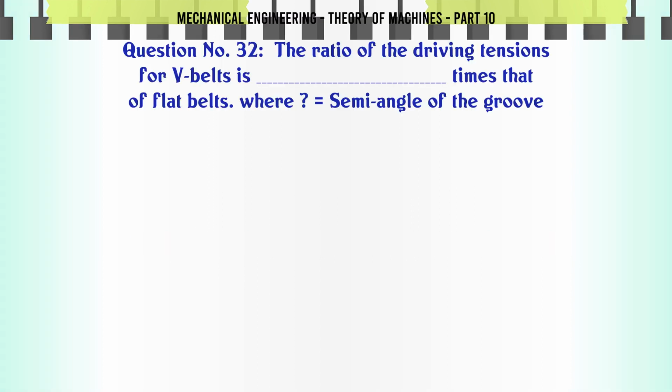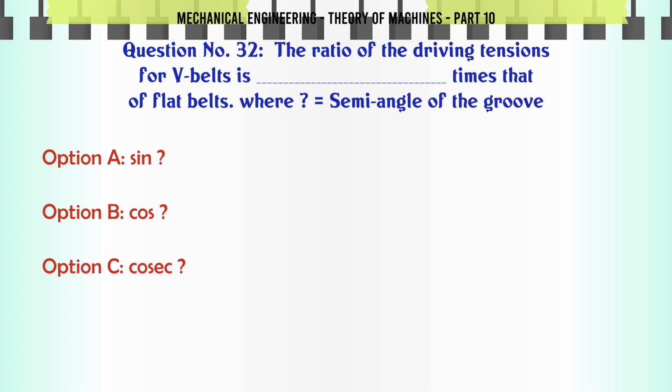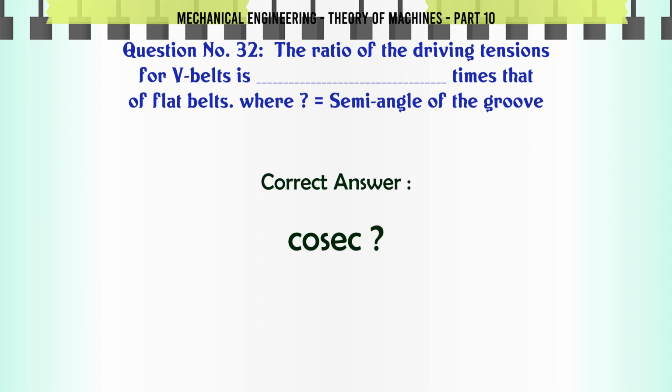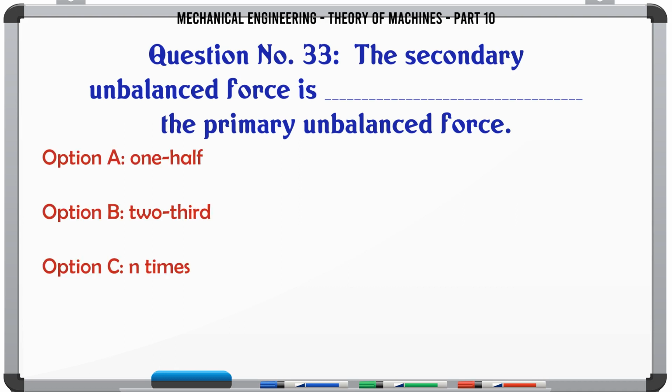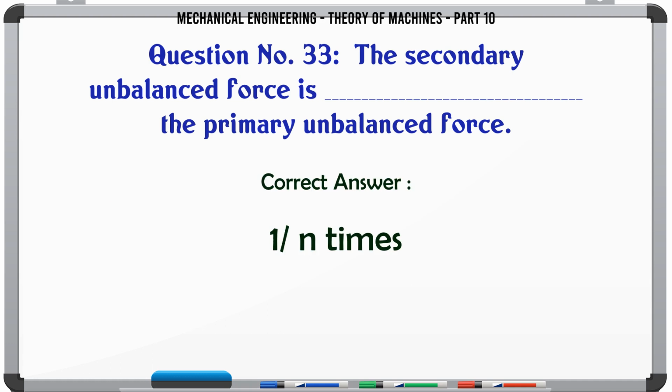The ratio of the driving tensions for V belts is ___ times that of flat belts, where α is the semi-angle of the groove. A. sin α, B. cos α, C. cosec α, D. sec α. The correct answer is cosec α. The secondary unbalanced force is ___ the primary unbalanced force. A. 1/2, B. 2/3, C. n times, D. 1/n times. The correct answer is 1/n times.